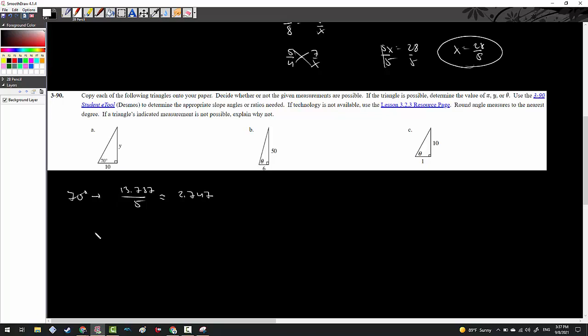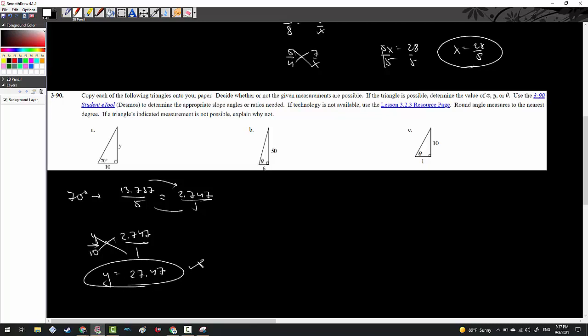So I'll say that y over 10 is equal to 2.747 over 1. All I did was reduce this fraction. Now if I cross multiply, I get y equals 27.47. And there you go, that's the length of y. Again, we're just doing similar triangles here. Now we're just trying to figure out what the degree angle of inclination is going to give us in terms of change in y over change in x.